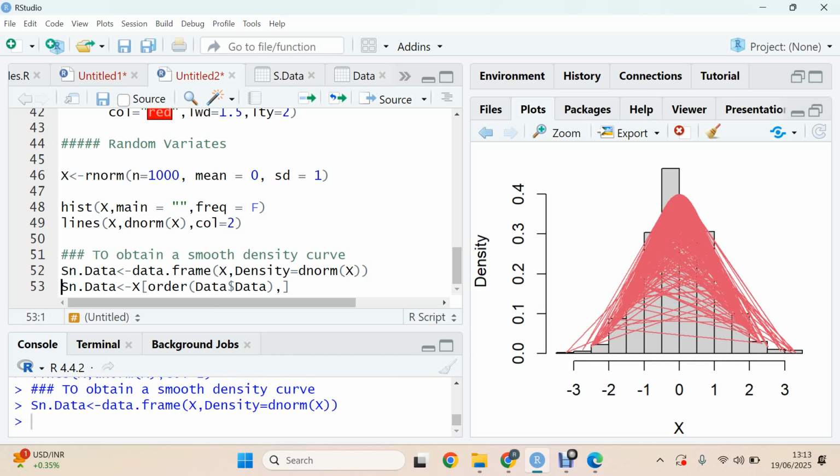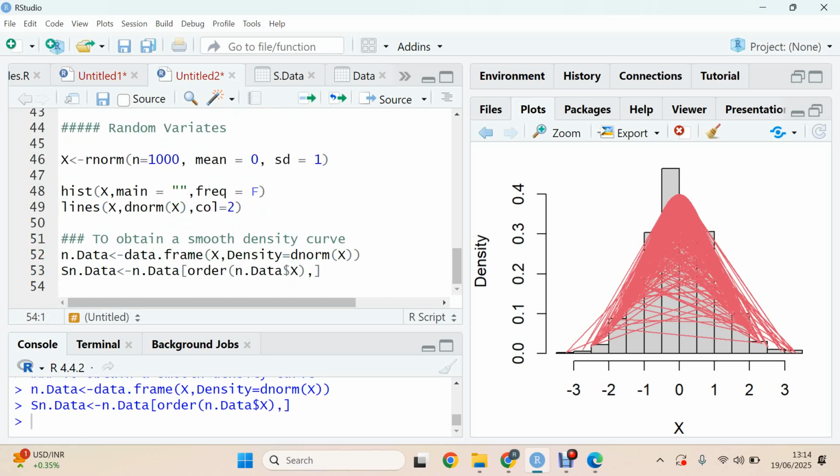Okay, so there we go. This SN data, oh, no, let me do it N data. Then this one will be SN data. So it means I have to take N data. This is X, right? So N data X. Okay, and then of course we'll have N data here, right? So let's see. Okay, so now I can bring my lines again.